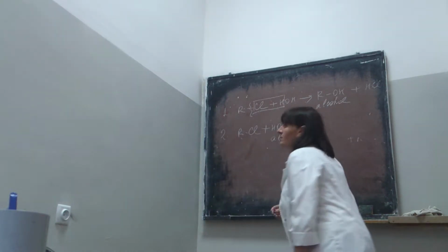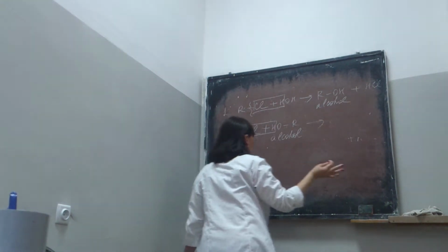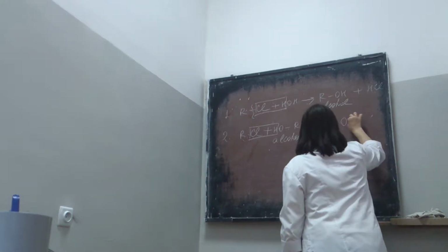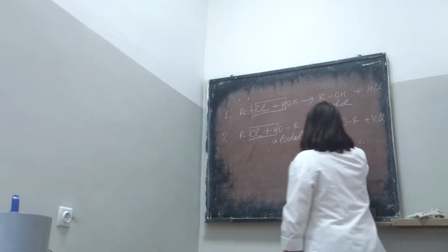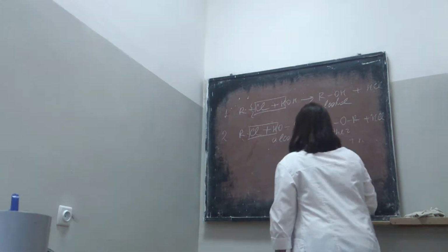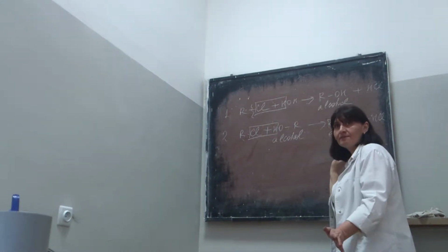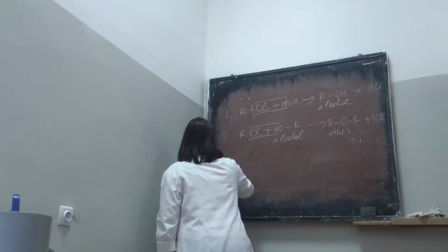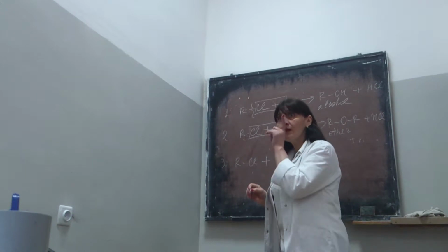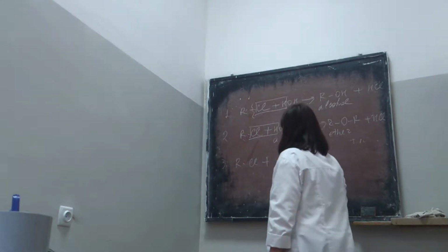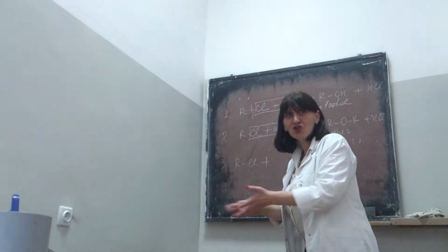Here we change. This takes Cl and H, and you get ROR plus HCl. This is ether. Once again, alkyl halide plus alcohol, you get ether. Now look, if you have alkyl halide plus something in which instead of H you have Na.